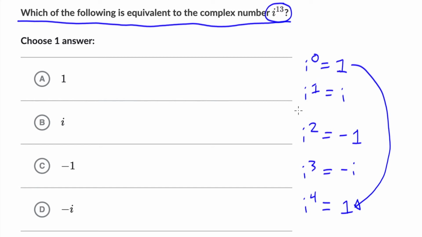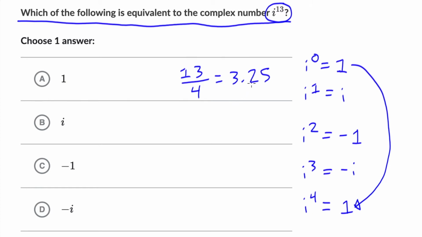Okay, I'm assuming you had a go at it. Let's do 13 divided by 4. We're doing i to the 13th, so let's do 13 divided by 4. Whatever exponent you have, we're going to divide by 4. So we're going to do 13 divided by 4, and I'm going to plug that into my handy dandy calculator, and we get 3.25.